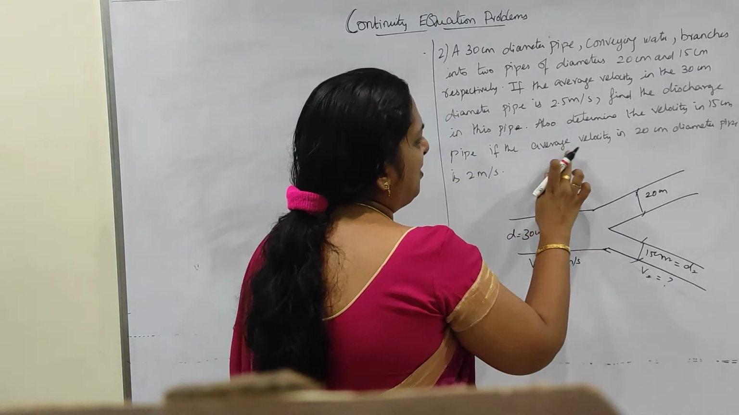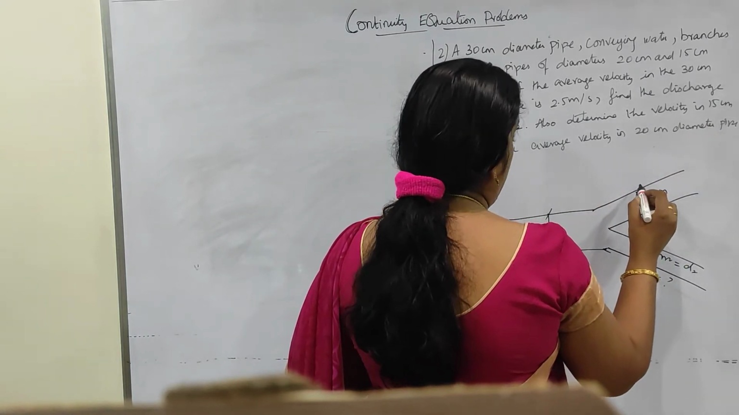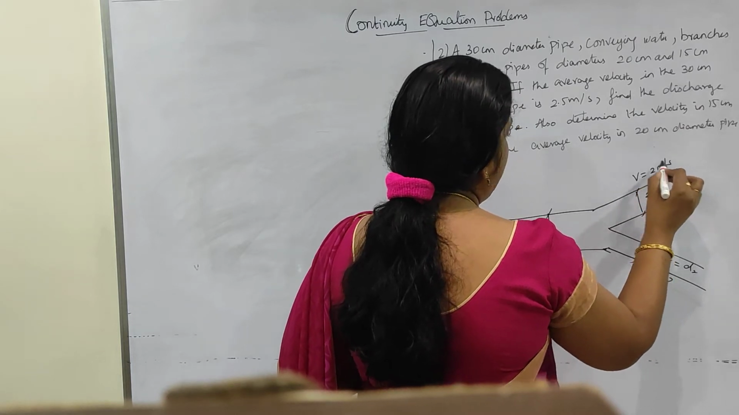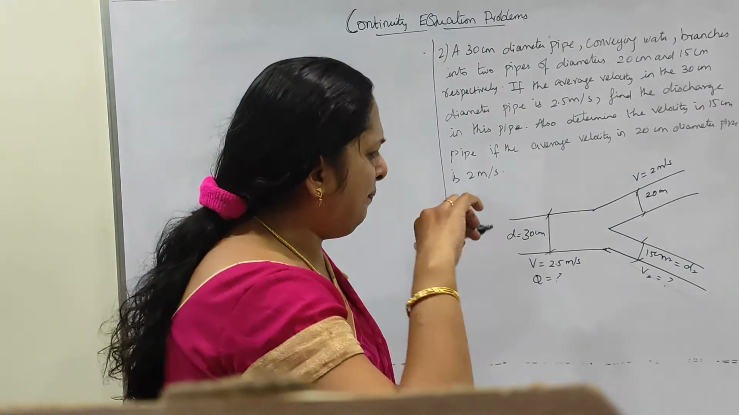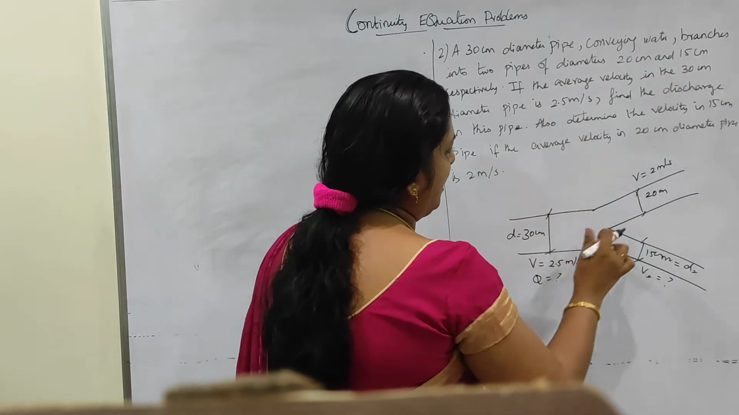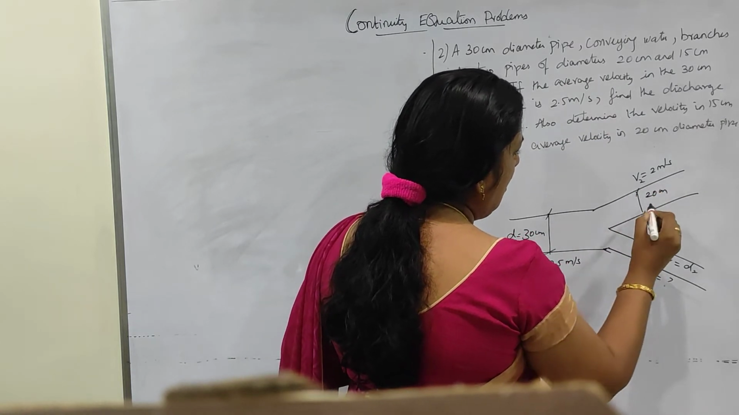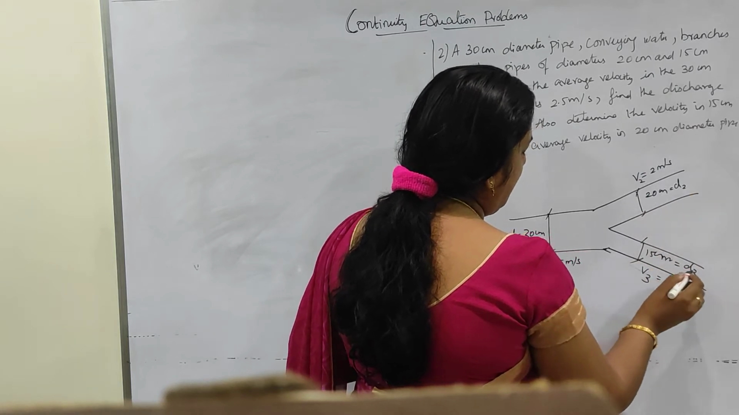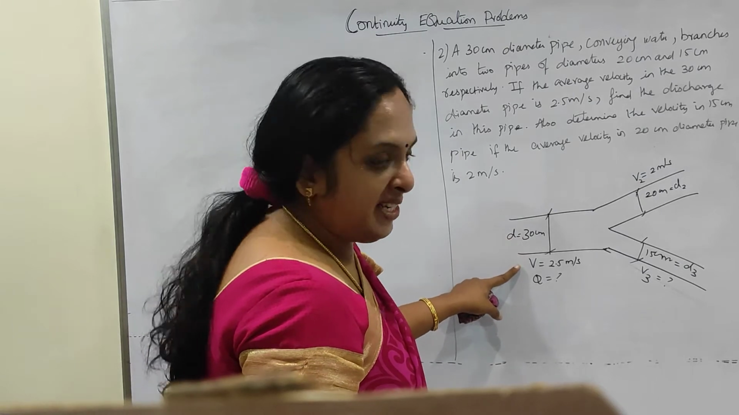Yeah, if the average velocity in the 20 centimeter diameter pipe is 2 meter per second. So here, 20 centimeter diameter pipe, what is that value? It is 2 meter per second. Since I am giving 20 and 15 centimeters, I am taking this as V2 and this as V3. So this is my diameter D2, this is my diameter D3.